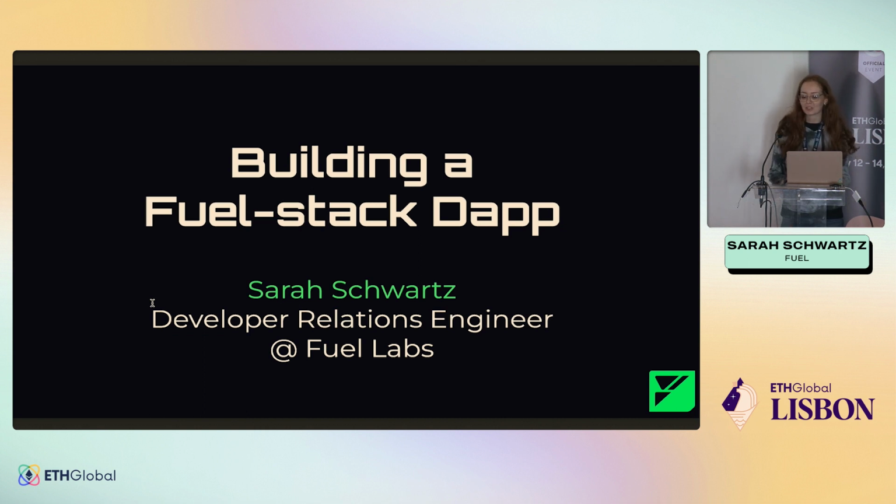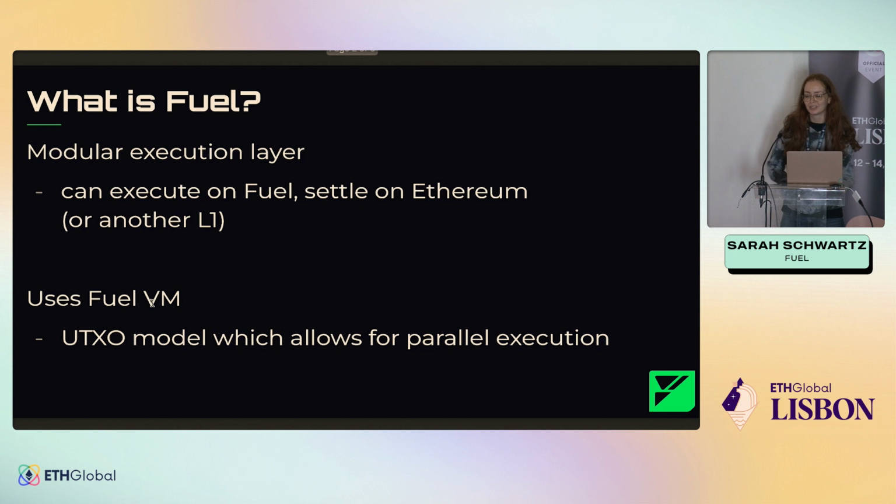And today we're going to do a workshop to walk you through how to build a Fuel stack dApp on Fuel. So really quickly, what is Fuel? Fuel is a modular execution layer, so it means you can execute on Fuel and settle on any other L1 like Ethereum. And it uses the Fuel VM instead of the EVM, and it has a UTXO model which allows for parallel transaction execution.